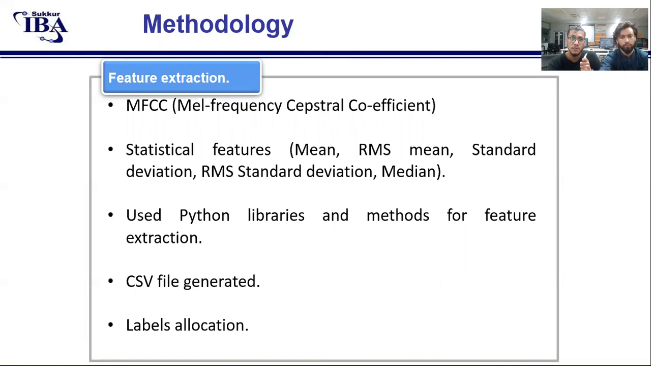Feature extraction. We have used MFCC, mel frequency cepstral coefficients, and other statistical features such as mean, RMS mean, standard deviation, RMS standard deviation, and median. We have used Python libraries and methods for feature extraction. After feature extraction, a CSV file was generated and we allocated the labels.